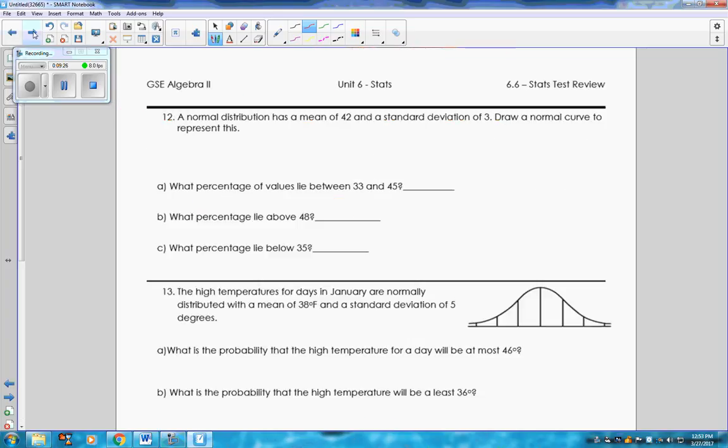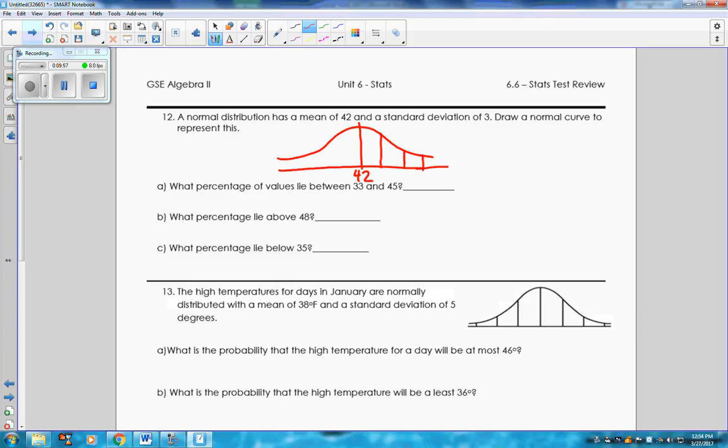So problem 12, it says a normal distribution curve has a mean of 42 and a standard deviation of 3. It wants us to draw a normal distribution curve that represents this problem. So I'm going to draw my curve. Remember, the mean is the point in the middle, which in this problem is 42. And our standard deviation is 3. So I'm going to add 3 to each line to the right.